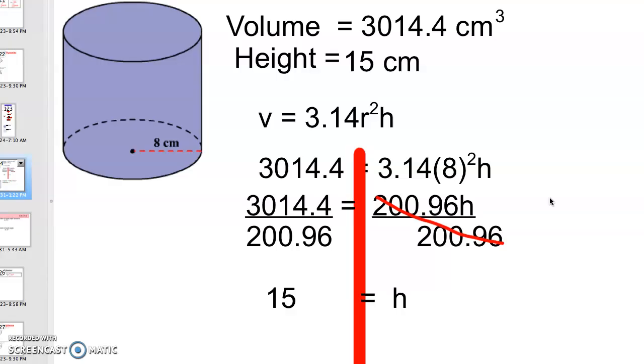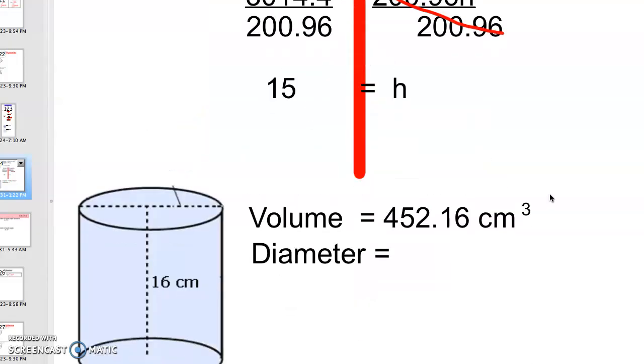Okay, I'm going to do one more with you that's a little bit different for cylinders. So it is still a cylinder, but here you're solving for the diameter. Again, we're going to follow each and every step. Very simple, always follow your steps.